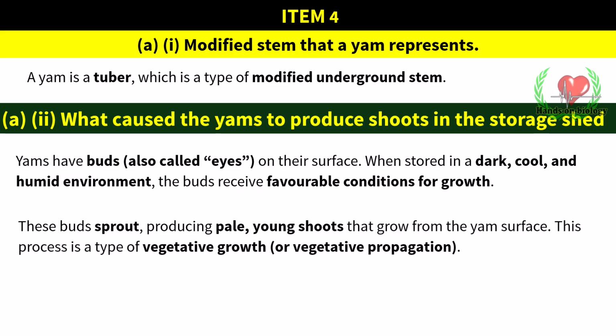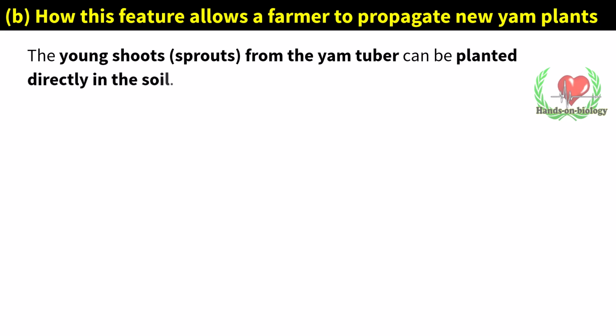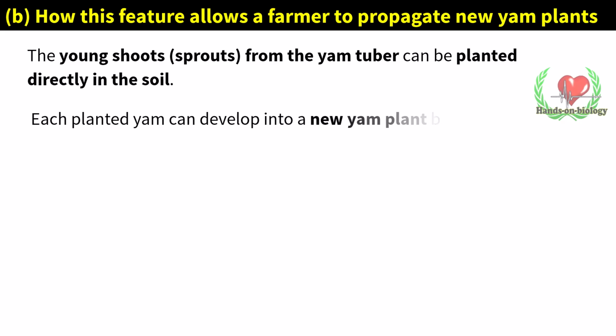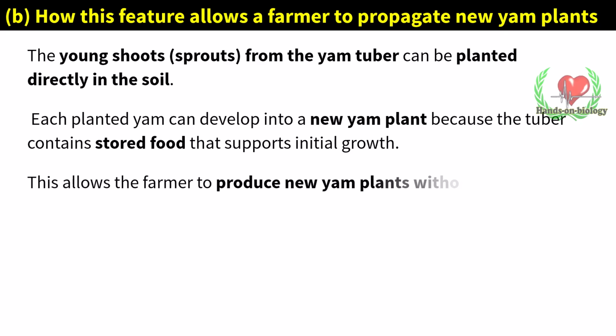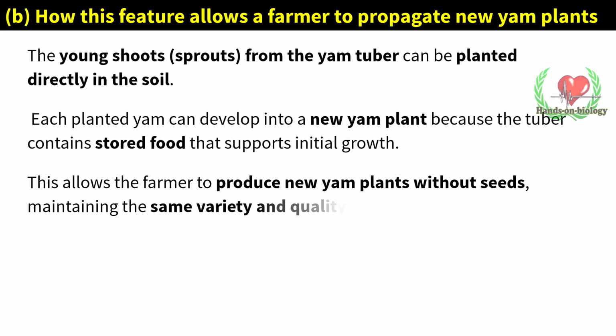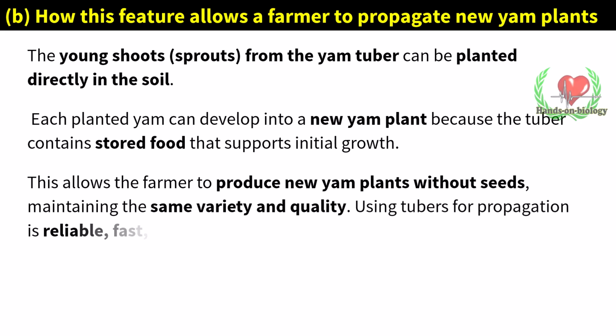How this feature allows a farmer to propagate new yam plants. The young shoots sprouting from the yam tuber can be planted directly in the soil. Each planted yam can develop into a new yam plant because the tuber contains stored food that supports initial growth. This allows the farmer to produce new yam plants without seeds, maintaining the same variety and quality. Using tubers for propagation is reliable, fast, and ensures high yield.